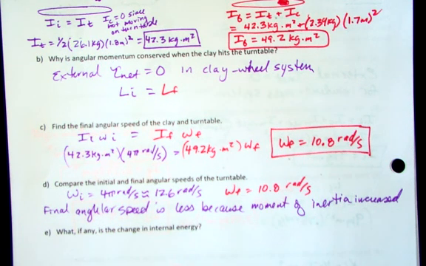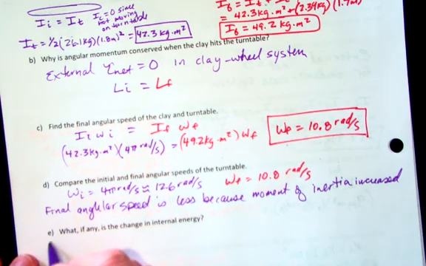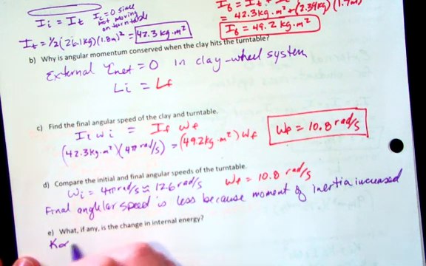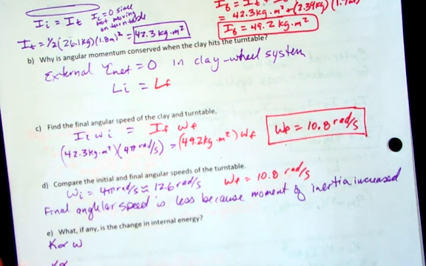All right. What about internal energy? Do we have any change in energy? Do you guys remember the relationships from example 1? What do we know about kinetic energy with respect to angular velocity? What type of a relationship? Inverse or direct? Direct, good. And then what about with moment of inertia? Inverse or direct relationship? Inverse.